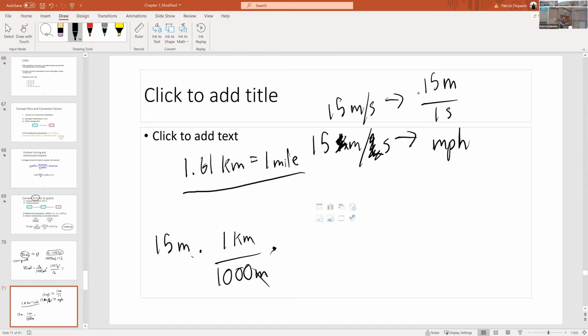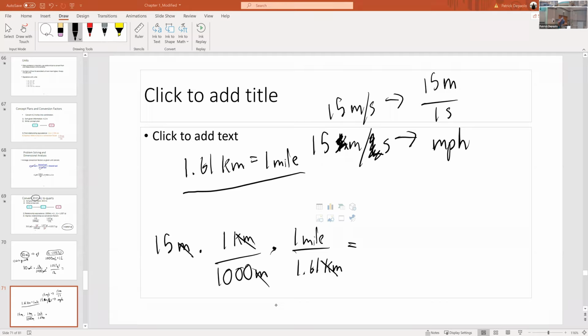The meters will cancel out. And then our kilometers, we can go directly to miles with our new conversion. 1 mile equals 1.61 kilometers. Kilometers will cancel in numerator and denominator, and you'll get a number. Does that make sense in terms of the process? Make sense? Okay. All right, so then the next one, someone can calculate this number for me.